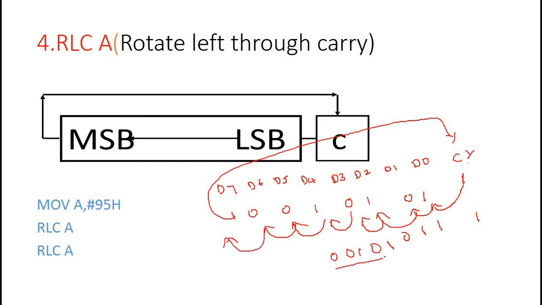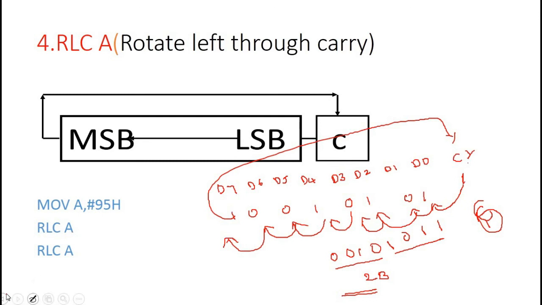So what is the answer we got here now? It is 2B, since 8 plus 2 is 10, that is B. Correct? And the carry flag is set. Okay. And again, if we do the RLC operation, the same process will repeat.